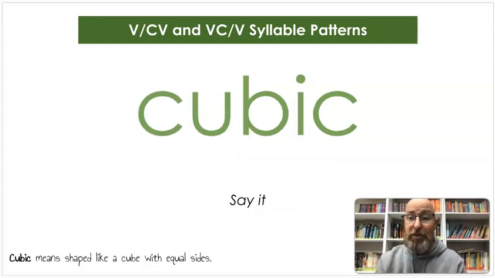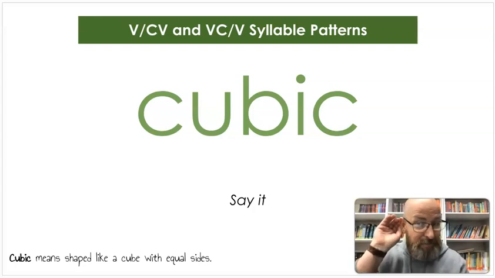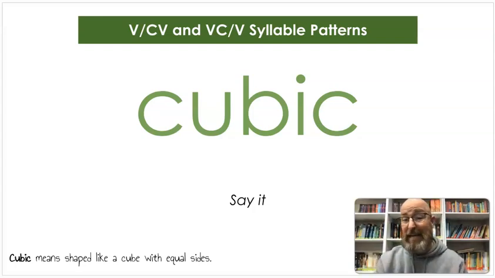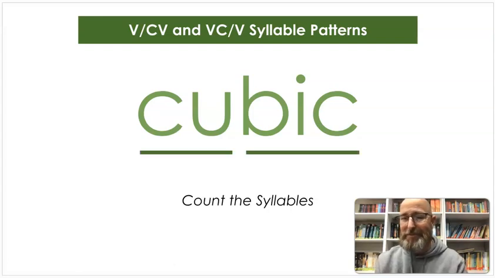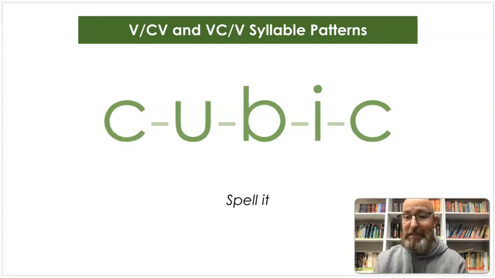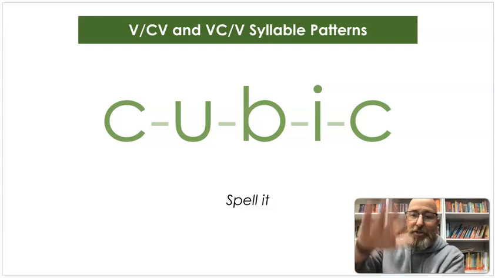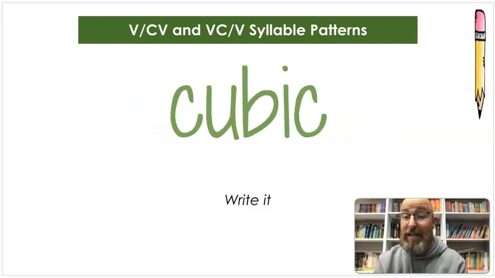Our next word is cubic. Say cubic. Cubic means shaped like a cube with equal sides. Count the syllables. Cubic. Let's spell it. C-U-B-I-C. Cubic. And let's write it.